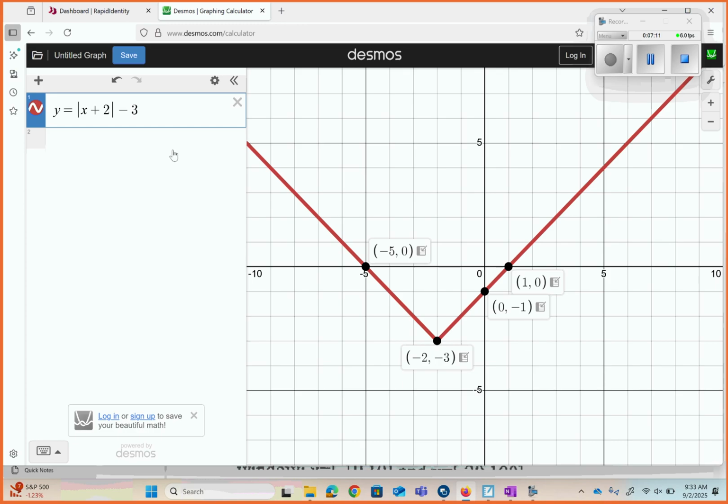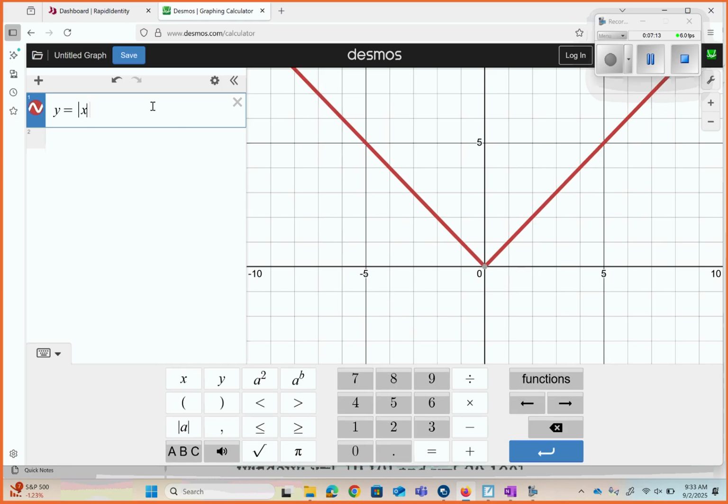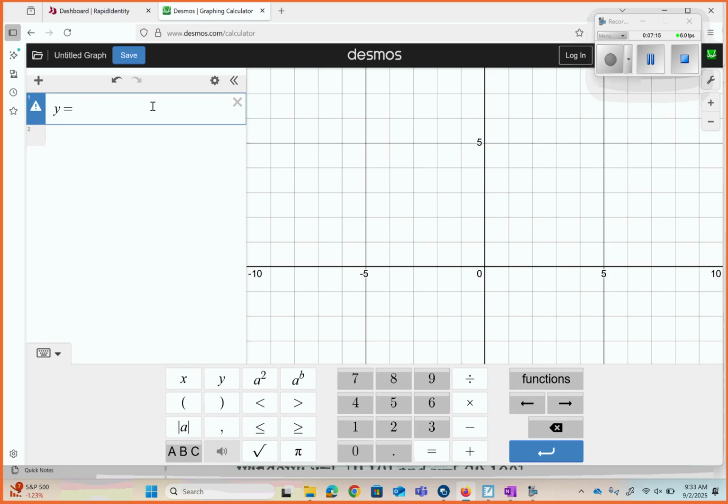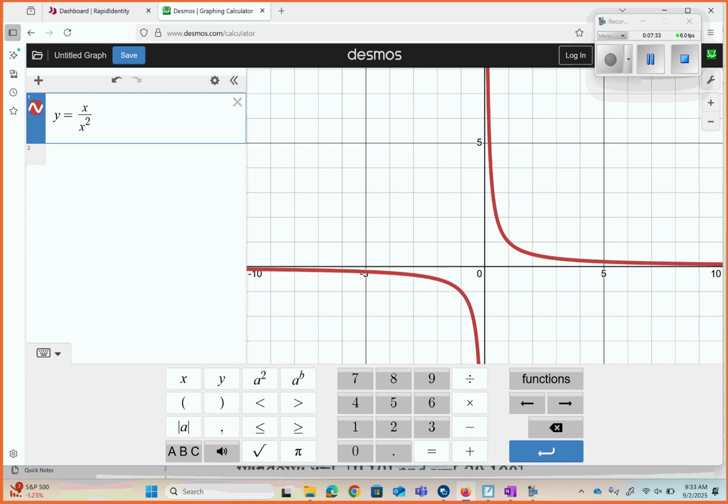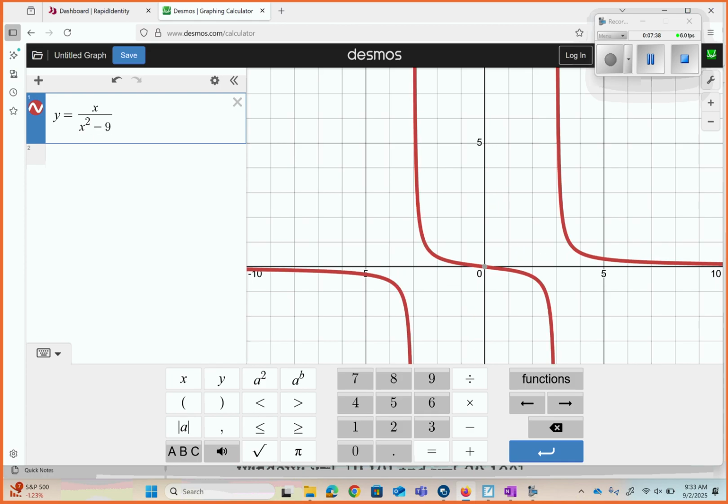Let's take a look at number 8. All right, so number 8, we want to make a fraction, so you just use the fraction key or the divided button. And then on top we have x, and on bottom we have x squared, and then minus 9. Holy moly guacamole. Okay, there's a lot going on with this graph.